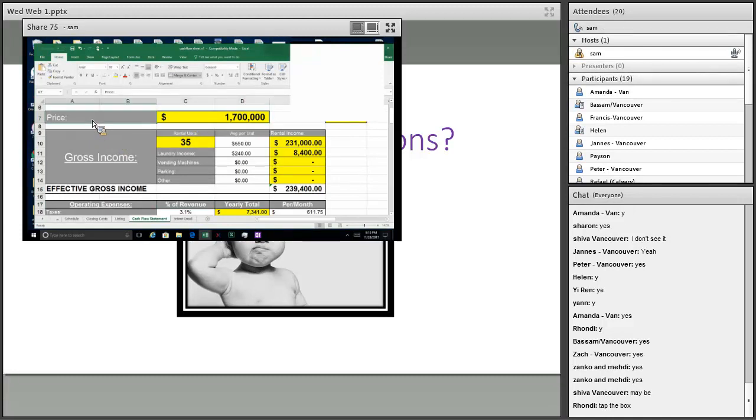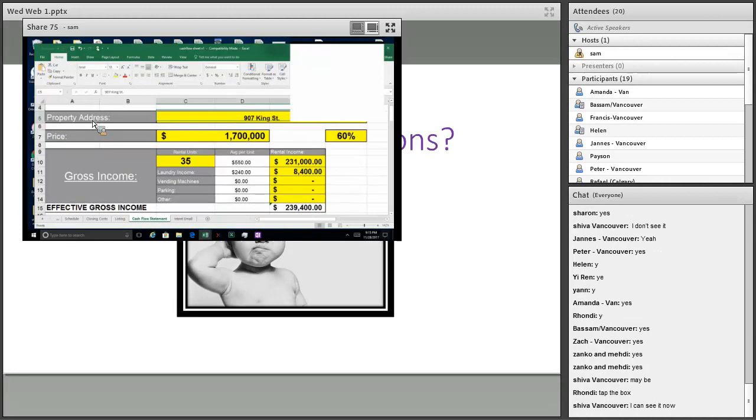And you have access to the other videos, which will allow you to see a lot more stuff we've been talking about, metrics and financing and contracts and agreements. Okay, so we have a property whose price is $1.7 million. You can just put the name of the property there. Don't worry about the 60%. It's 35 units, $550 per unit.